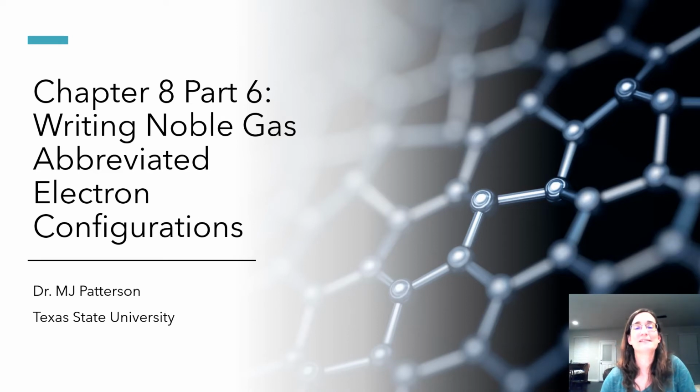When we wrote electron configurations in the last video, some of those electron configurations got to be really long, like iridium with its 77 electrons. So what we'd like to do in this video is come up with a shortcut for writing those electron configurations.